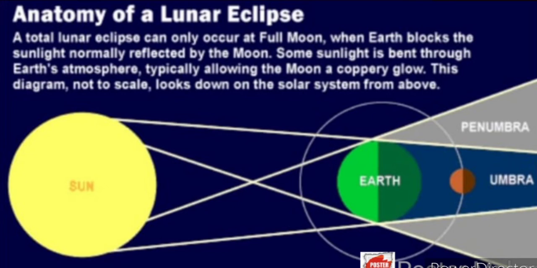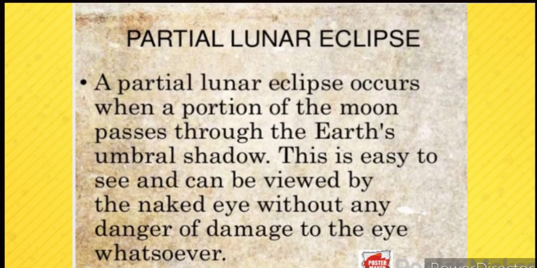This diagram looks down on the solar system from above. So we can see some amount of light is being reflected by the moon, so the moon appears copper colored. A partial lunar eclipse occurs when a portion of the moon passes through the earth's umbral shadow. This is easy to see and can be viewed by the naked eye without any danger of damage to the eye whatsoever.